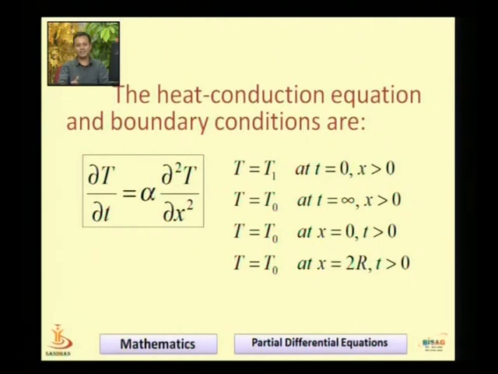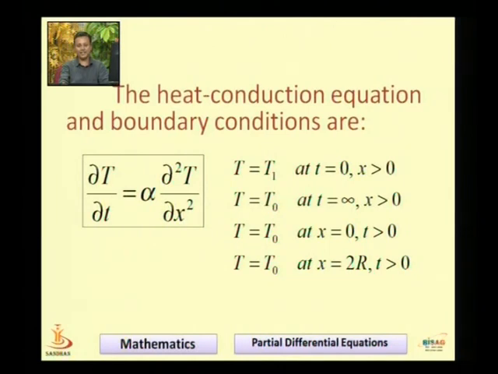Del T by del t, capital T is temperature, small t is time, and x is showing the x direction. So two independent variables here are considered, x and t, the space coordinate x and the time coordinate t, and capital T is the temperature at position x at time t, described by this differential equation, one dimensional heat equation.